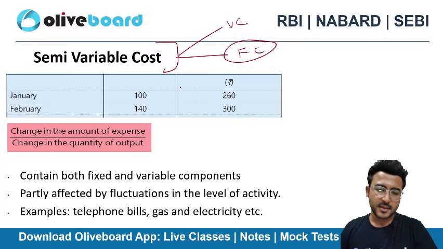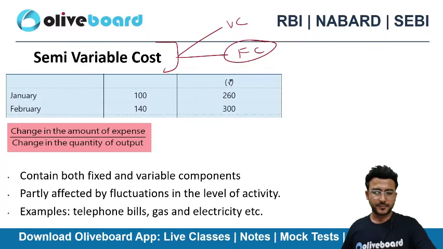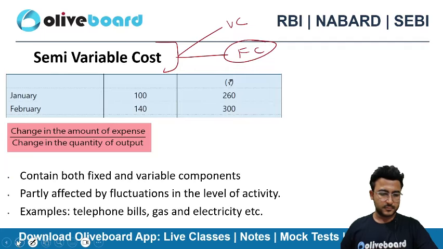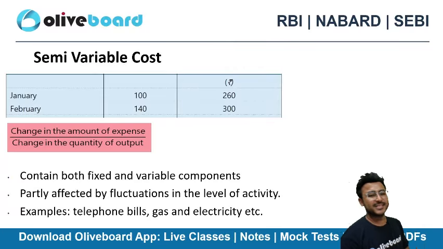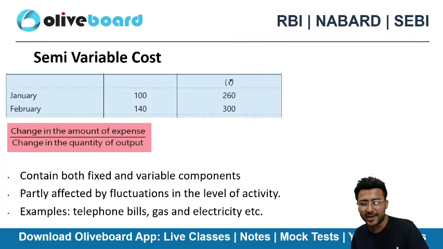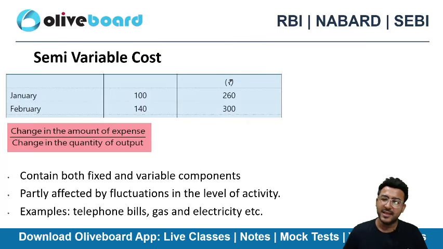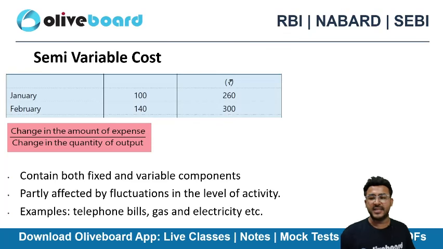Semi-variable cost. Let me just quickly tell you. No, that's not economies of scale. This is a semi-variable cost, though economies of scale is also a concept, but here in costing we are talking about semi-variable cost. I'll give you an example as well. Your telephone bill, your gas bill, electricity bill.